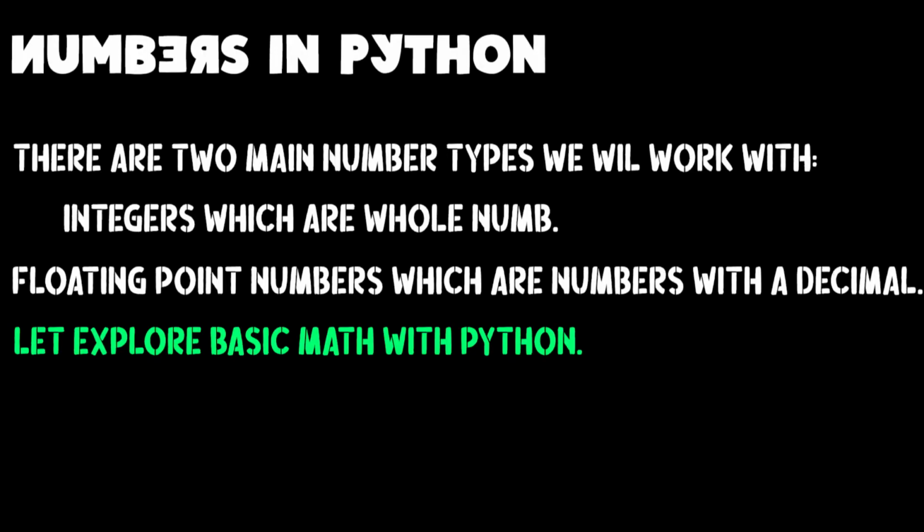In this video, we'll be looking at how to use numbers in your Python program. As previously discussed, there are two main types of numbers in Python that we can work with. The first one is integers, which are whole numbers, and the second one is floating point numbers, which are numbers with a decimal. So let's explore some basic operations on both of them and see how they perform.